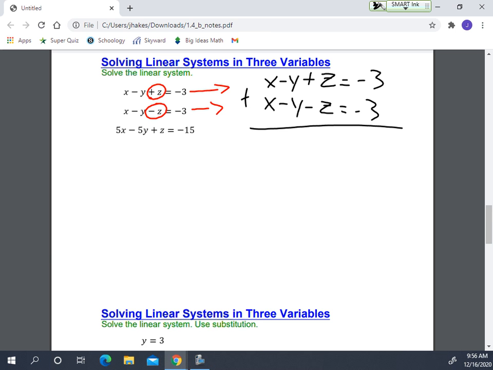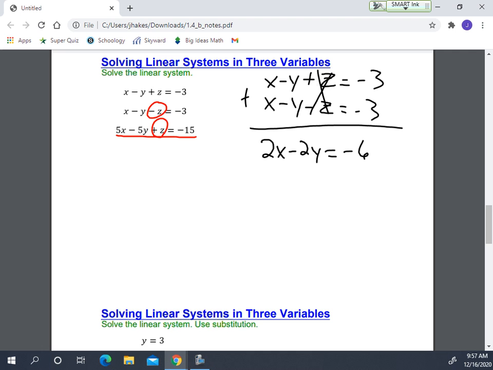Add those together. I get, what do I get here? 2x minus 2y, the z's cancel, equals -3 plus a -3 is -6. All right. There's my first equation. Haven't solved anything yet. That's okay. Now let's use this equation. Notice the z's. We canceled the z's in the first one, so we have to cancel the z's in the second. This z and this z, those cancel each other out.